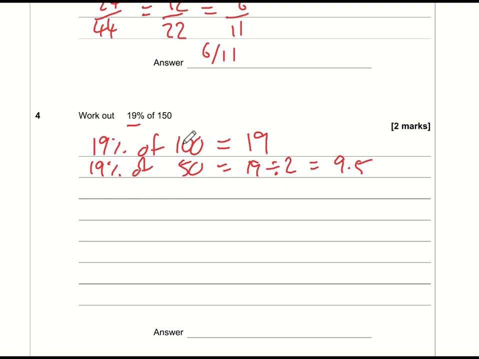So if 19% of 100 is 19, and 19% of 50 is 9.5, then 19% of 150 is going to be 19 plus 9.5, and 19 plus 9.5 is 28.5. So there we have it, 28.5.